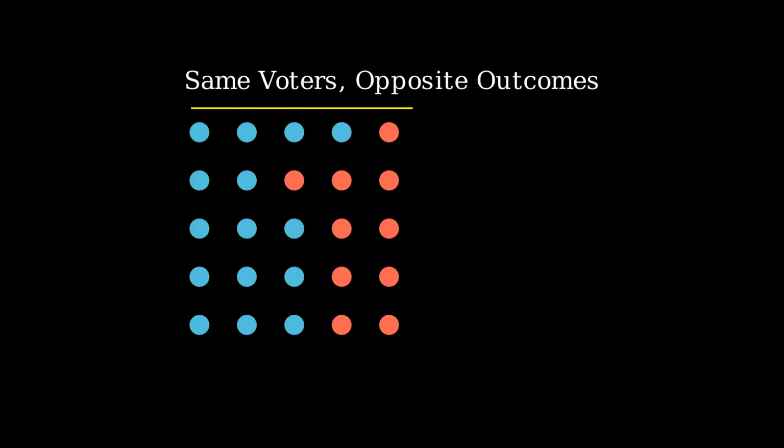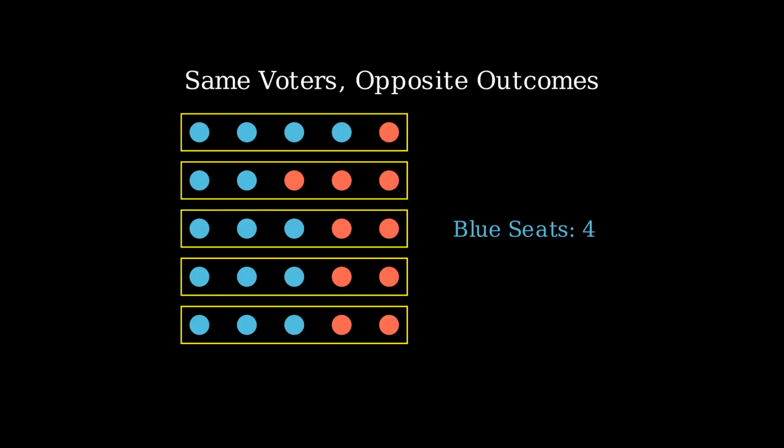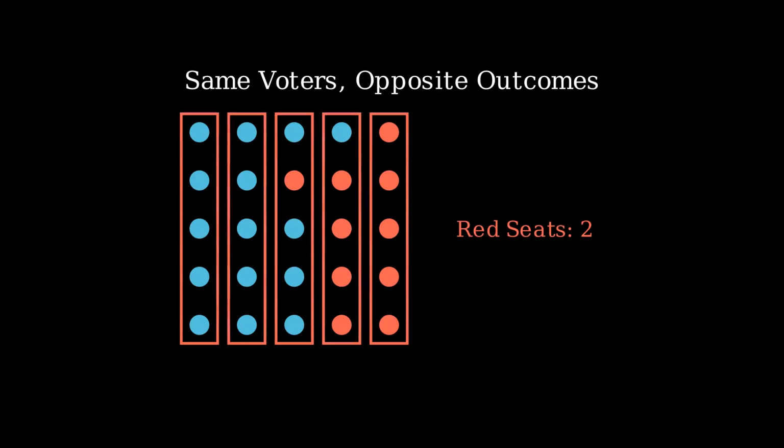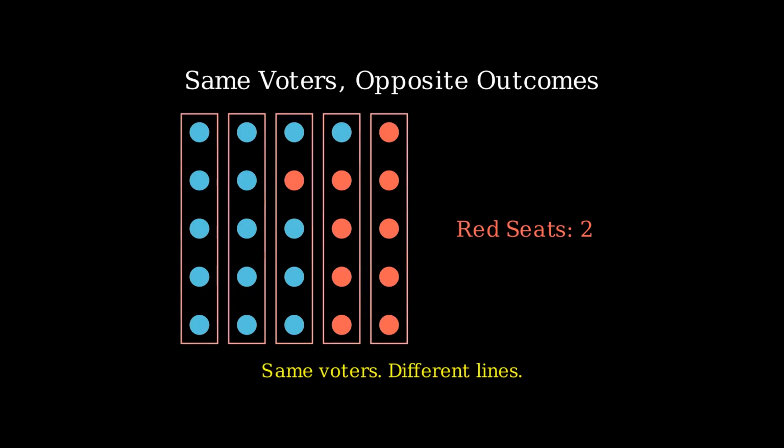Imagine a state where 60% of voters prefer the blue party and 40% prefer red. You'd expect blue to win most of the seats, right? But with the right map, you can draw district lines so that red wins every single seat, or blue wins every single seat. Same voters, same preferences, completely different outcomes. The only thing that changed was the lines on the map.